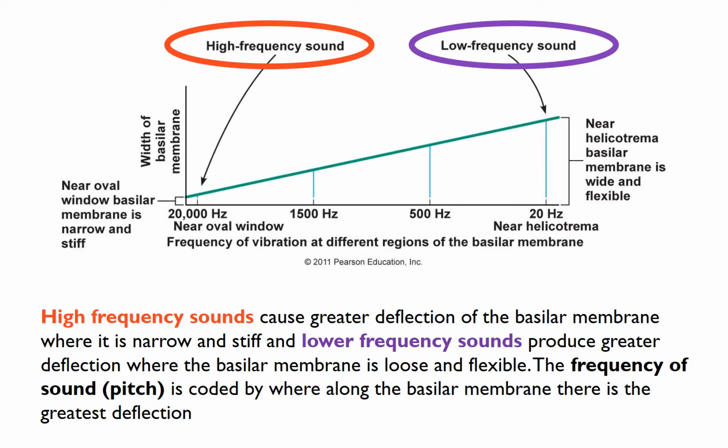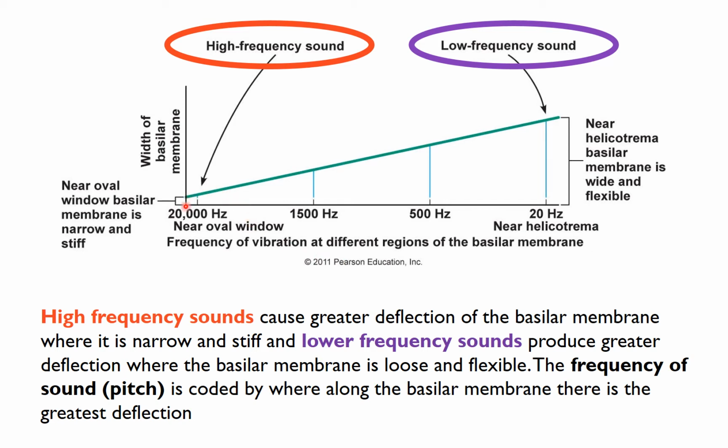This is a graph that depicts the changes in basilar membrane motion along the different locations of the basilar membrane. So on the horizontal axis, this indicates the length of the basilar membrane, where nearest the oval window is down here at the left side of this horizontal axis, and then nearer the helicotrema or the apex is on the end of this horizontal axis. And it gives you the frequency of vibration at different regions along the basilar membrane.